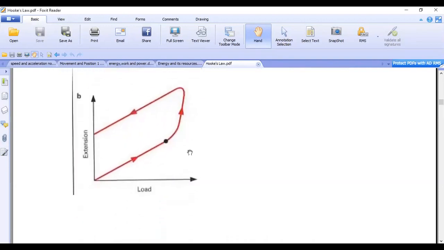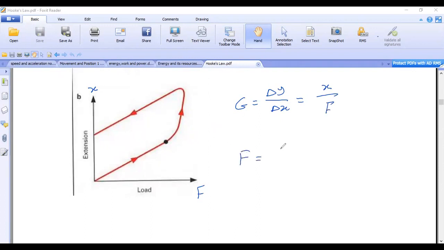Okay. Of course, we know that for any graph, you have to find the gradient. So the gradient here is delta y over delta x. The y-axis represents the extension and the x-axis represents the applied force. So as you see here, delta y is x and delta x is the force. So what does x over F represent? We know that F equals Kx, and this is Hooke's law. So what is x divided by F? Here we divide by F on both sides.